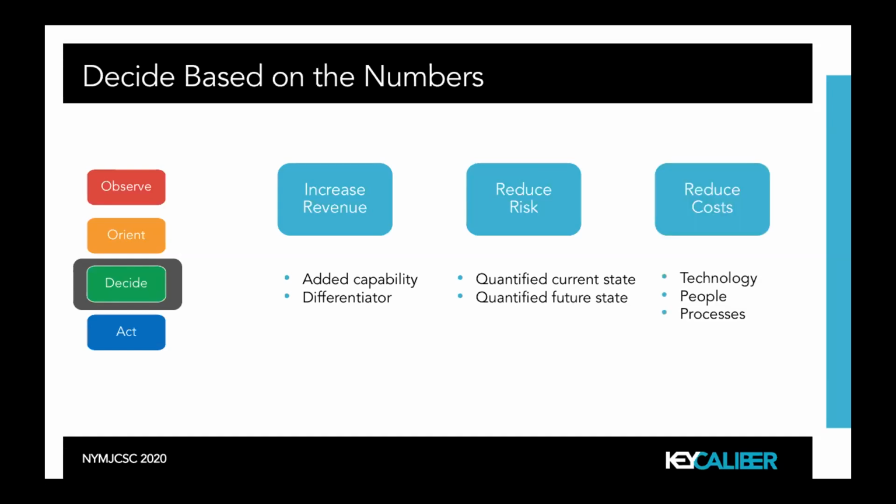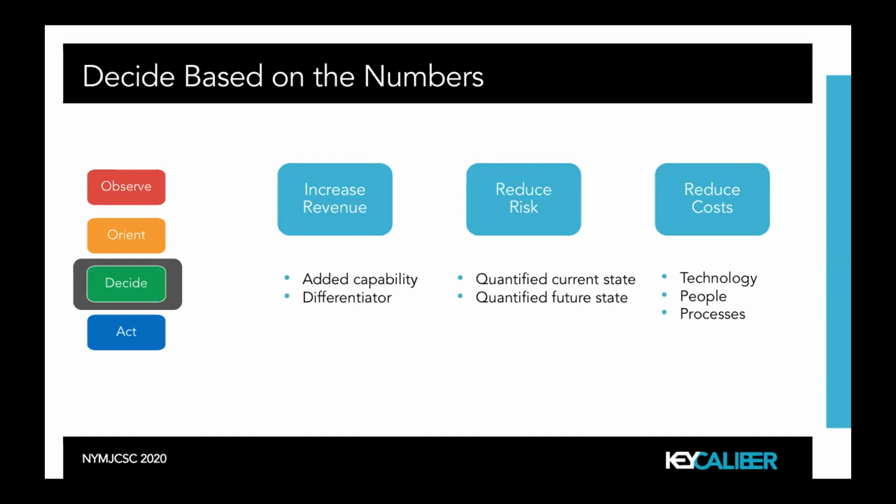And then the other side of it, of course, is reducing costs. So that can be on the technology or people side of it, and you can also reduce costs by making processes more efficient. And now sometimes you end up combining some of these.